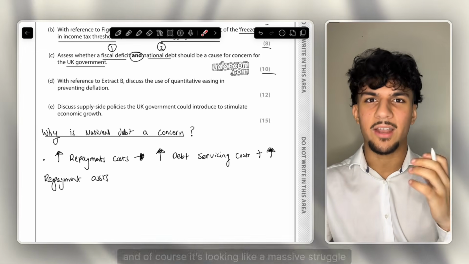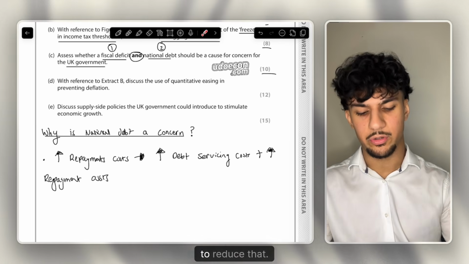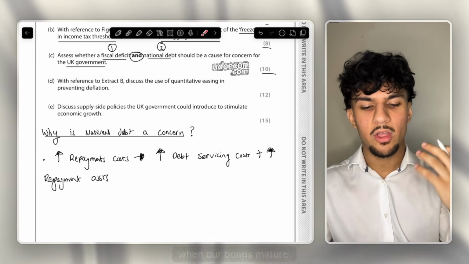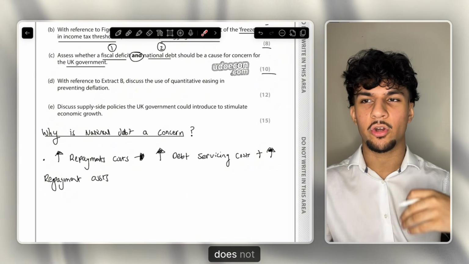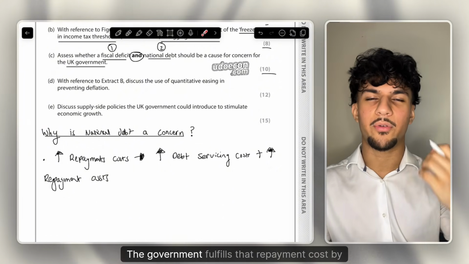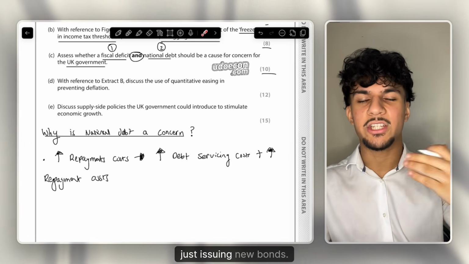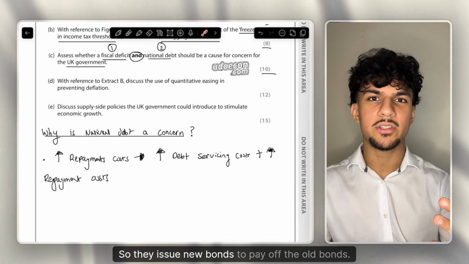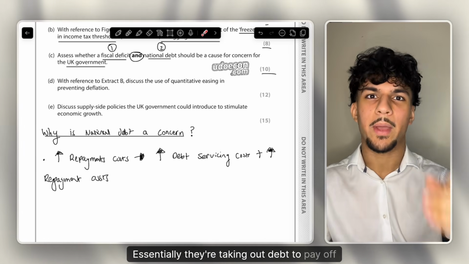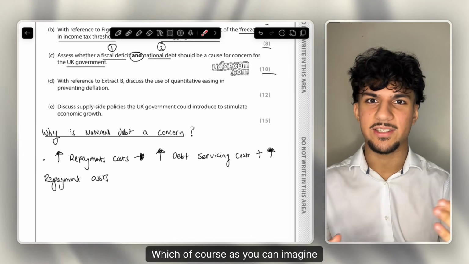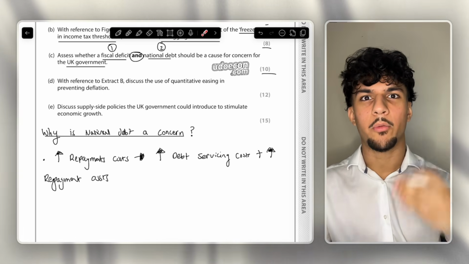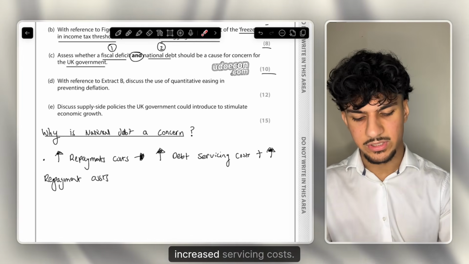But one of the main problems, and of course it's looking like a massive struggle to reduce that, and one of the main problems with that is that when our bonds mature, the government does not fulfill that repayment cost using tax revenue. The government fulfills that repayment cost by just issuing new bonds. So they issue new bonds to pay off the old bonds. Essentially, they're taking out debt to pay off debt, which of course, as you can imagine, sounds quite negative and leads to, again, just more problems in the future, more problems with increased repayment cost, increased servicing costs.